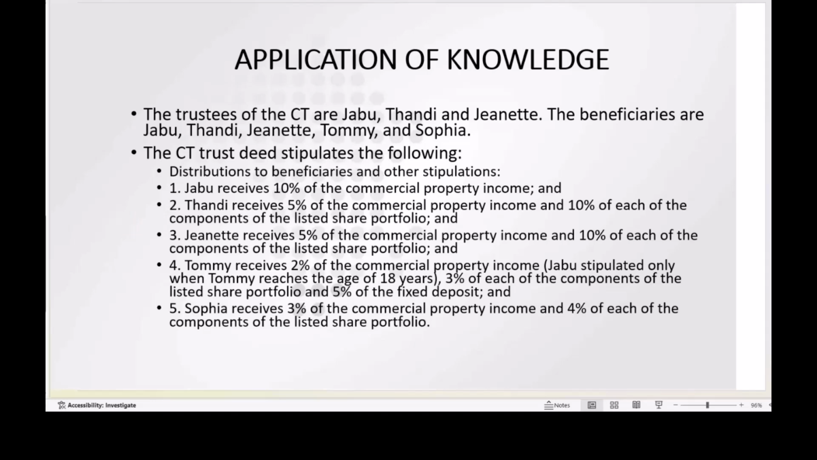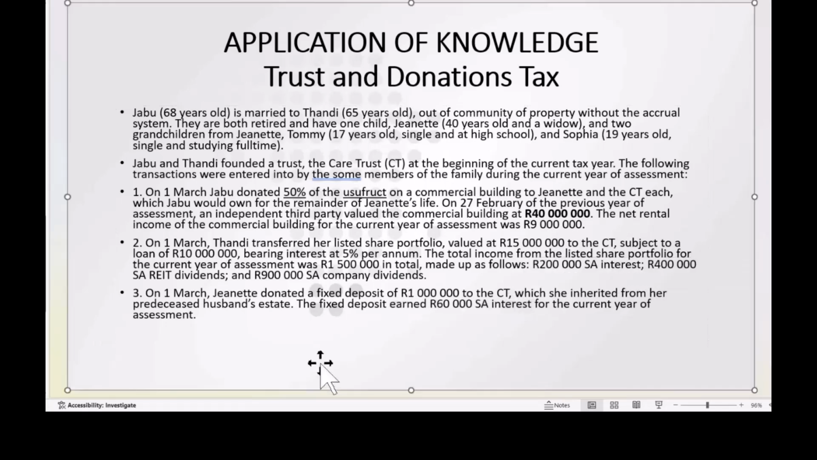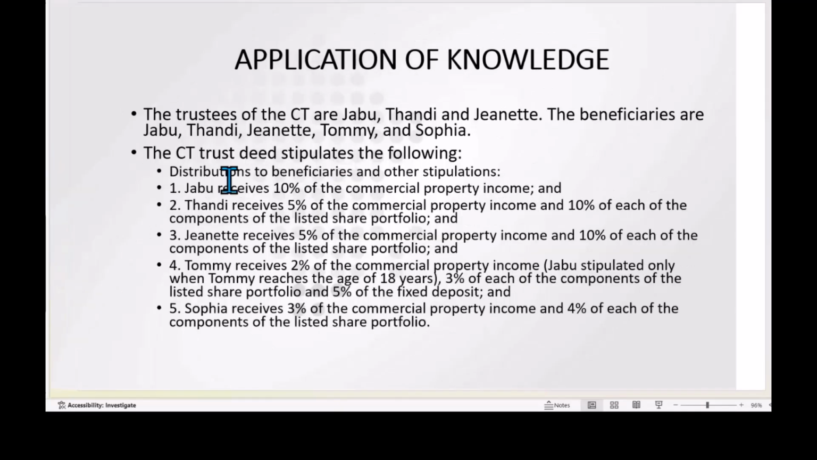where the donations are made by his parent, who is Jeanette. So the donation that she made was the fixed deposit of 1 million to the CT, and the income that was earned was the 60,000 rand from there. So whatever income Tommy gets from there, she will be the one who's taxed on that amount of money. So Tommy receives the 2% of the commercial property, and he'll be taxed on that one because Jabu's not his parent, but his grandfather. And then he will receive 3% of the listed share portfolio that Tandi, his grandmother, also donated.